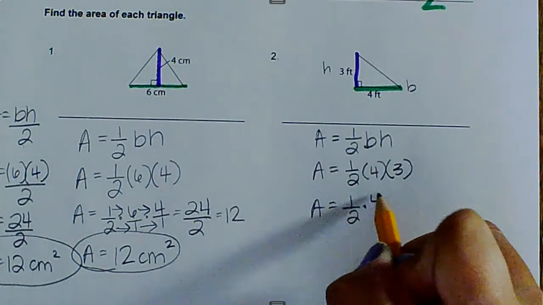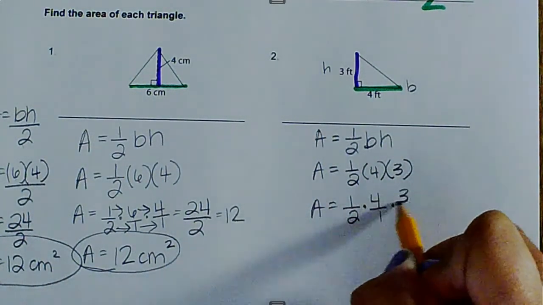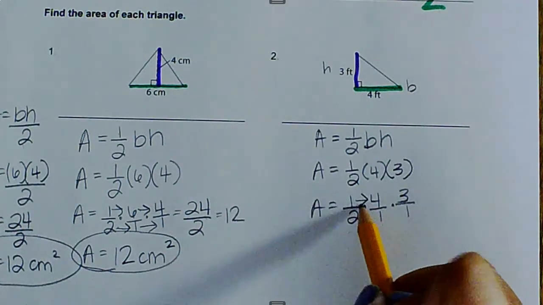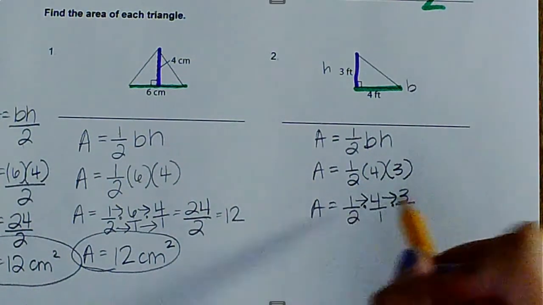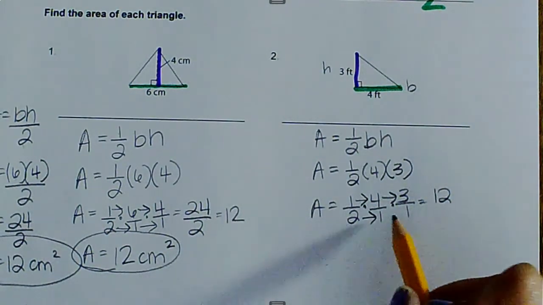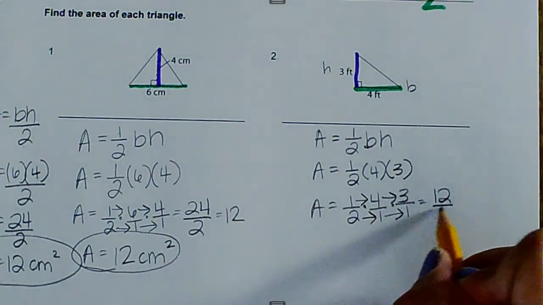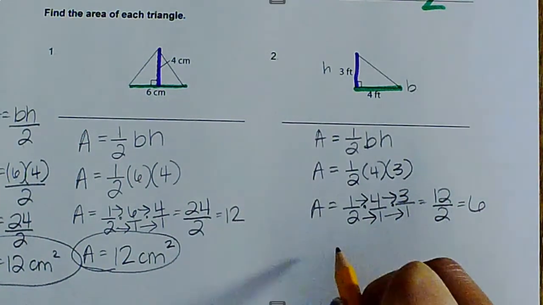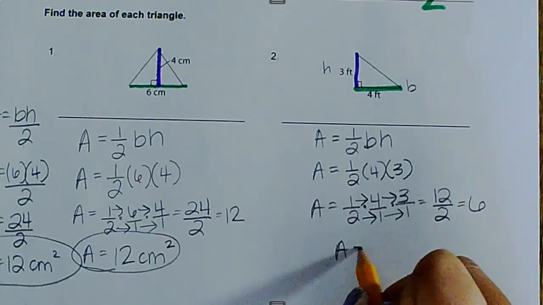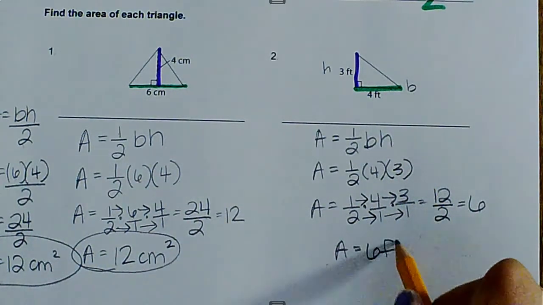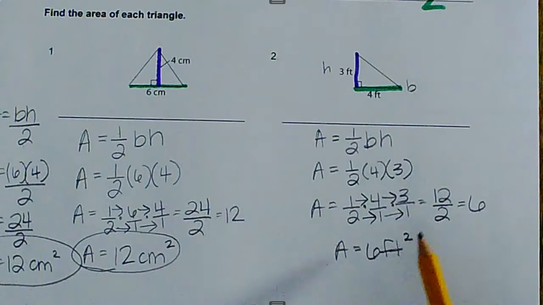1/2 times 4/1 times 3/1, and now I can multiply straight across. 1 times 4 is 4. 4 times 3 is 12. 2 times 1 is 2, and 2 times 1 is still 2. So 12 divided by 2, I end up getting 6. So our area is 6, and then we need to look at our units, feet. Okay, and we put that squared there because we're multiplying feet times feet.